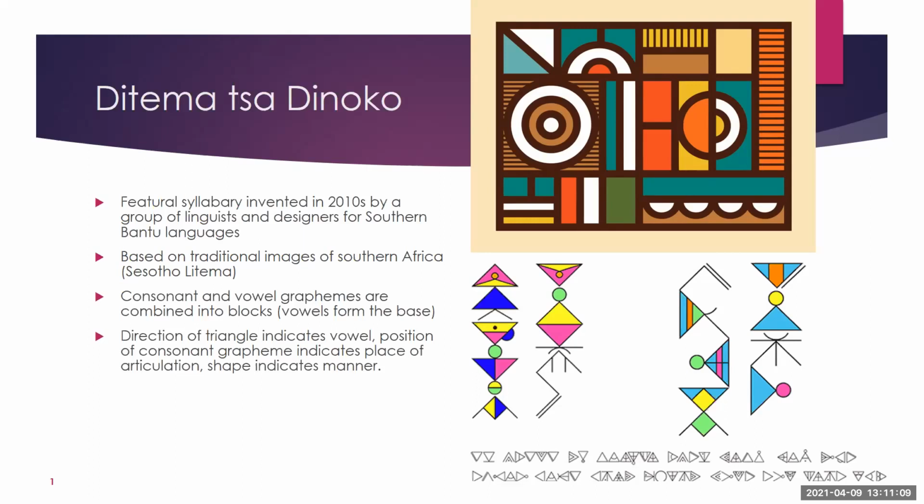There's a really good chart on the next page, but the direction of the triangle indicates the vowel, and the position of the consonant grapheme, which is found inside or outside the triangle, indicates the place of articulation, and the shape indicates the manner. And the colors do not have anything to do with the pronunciation, but I read that certain colors may have spiritual, ethnic, or religious associations.